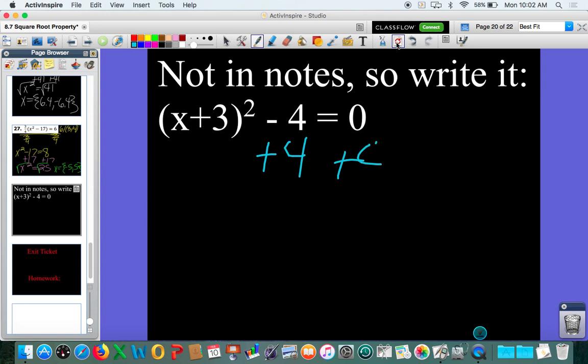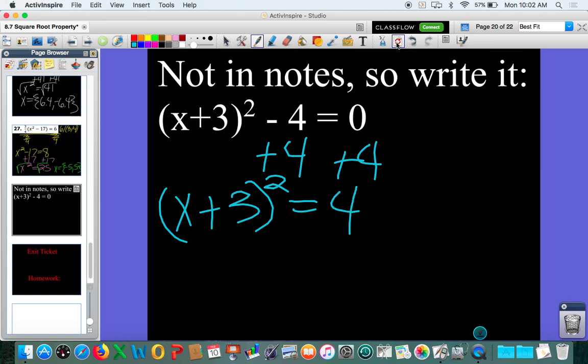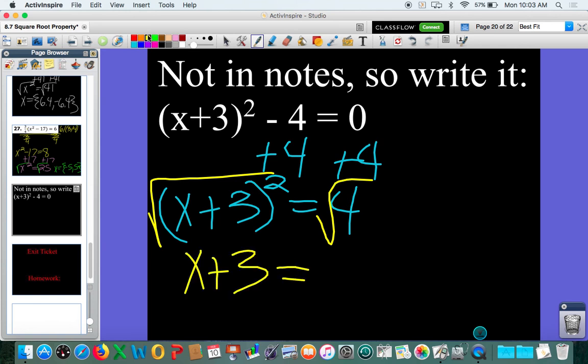So we're going to inverse our 4. So we're left with x plus 3 squared equals 4. Well, now I can take the square root. So I'm going to take the square root of both sides. So I've got x plus 3 equals 2. But there's more. I've also got x plus 3 equals negative 2. I have to account for both the positive and the negative cases.